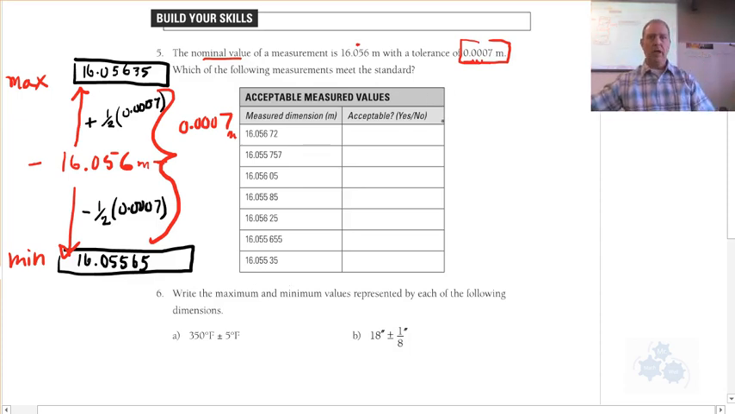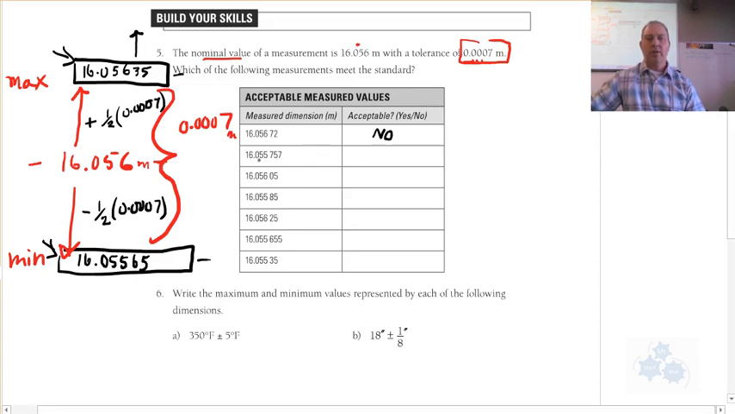Step 2. What we have to do now is check to see if each of these numbers is inside of this range or not. There are 2 different ways you can do it. The first way, what I'm suggesting, is find the minimum, find the maximum, and then see if these numbers are in between. So we have 16.05635 and 16.05565. So where's this one? 16.05672. That looks like it's above this value, doesn't it? So is this acceptable? Looks like not. No, because it's above the maximum allowable.